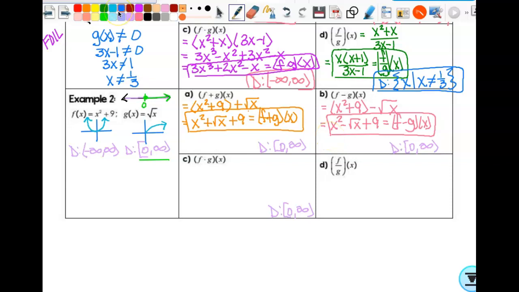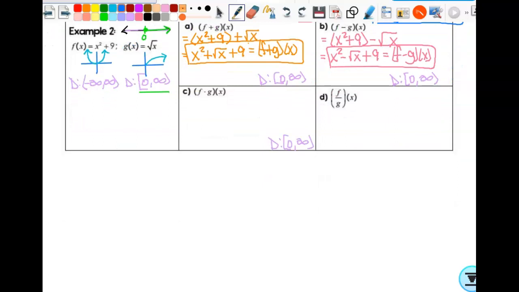All right. So f times g, my f is going to be x squared plus 9 times g, which is the square root of x. So what am I going to need to do here? Distribute. So x squared times the square root of x is x squared times the square root of x plus 9 times the square root of x. That is f times g of x.